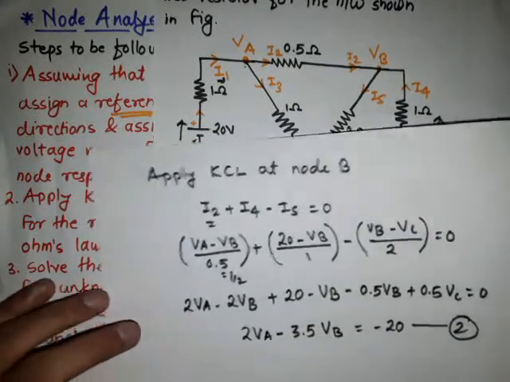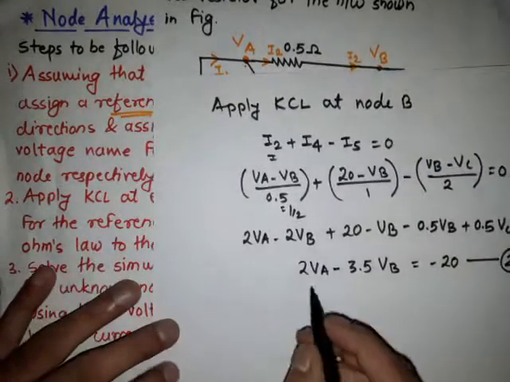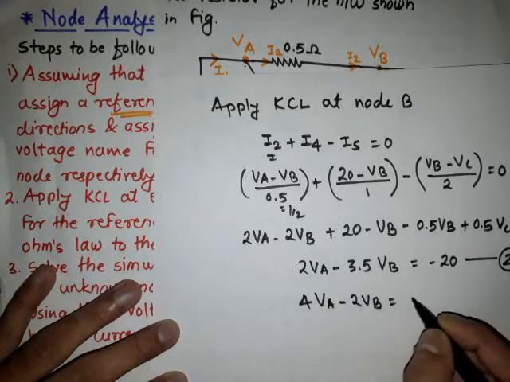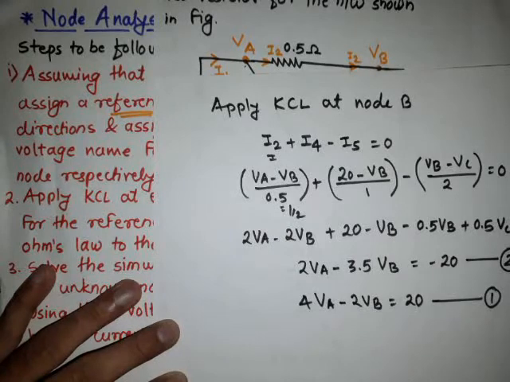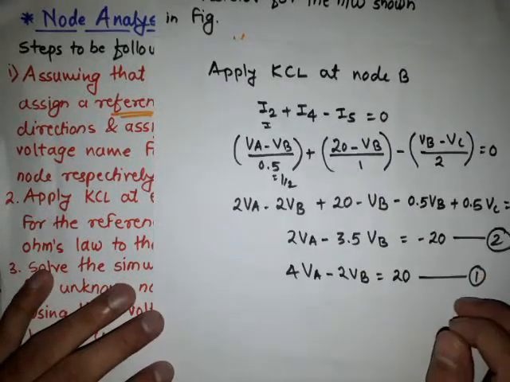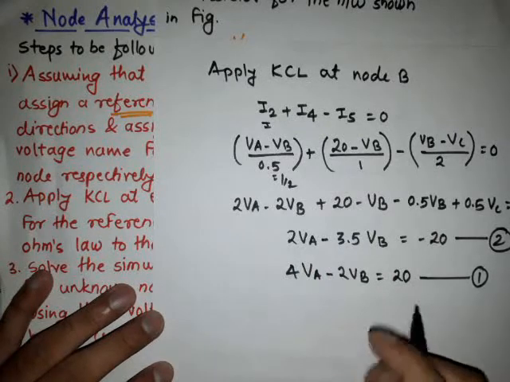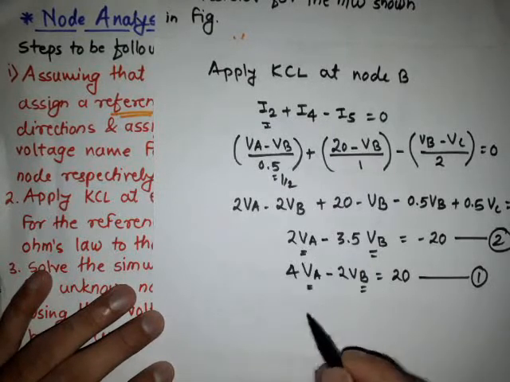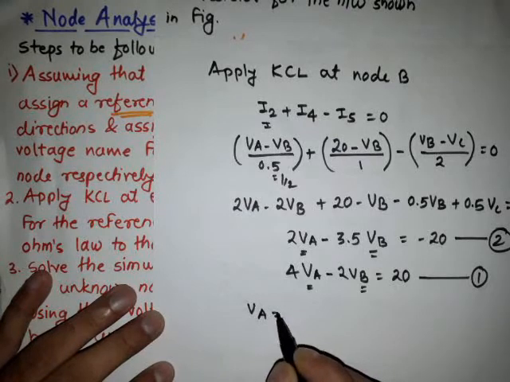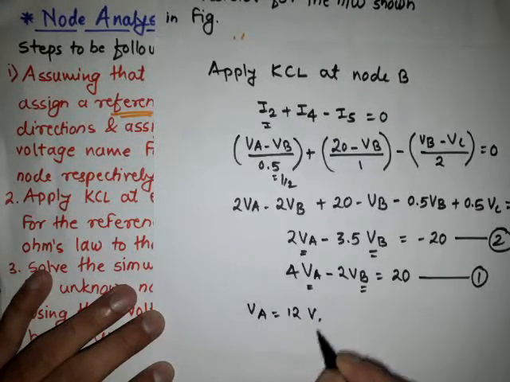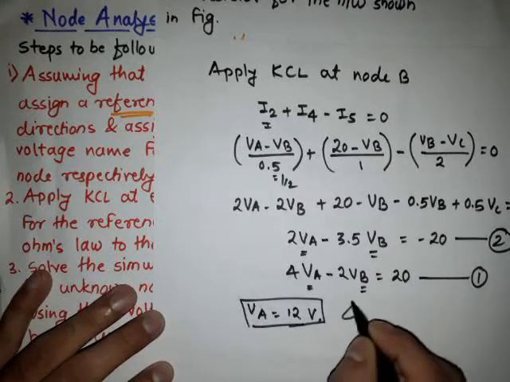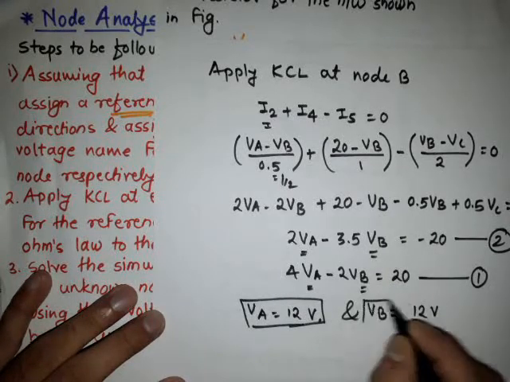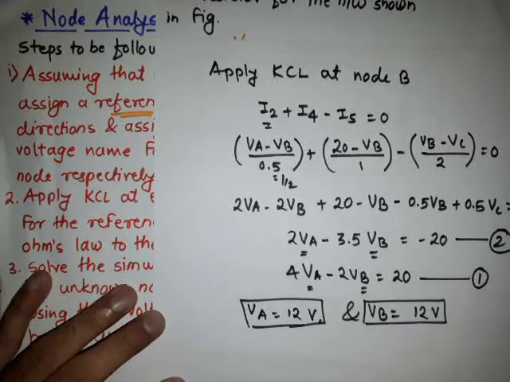So by the first and the second equation, and we know the first equation was 4 VA minus 2 VB equal to 20, by these two equations we get the values of VA and VB. So simply we solve these equations in a scientific calculator, and we get VA equal to 12 volt, and VB again equal to 12 volt.